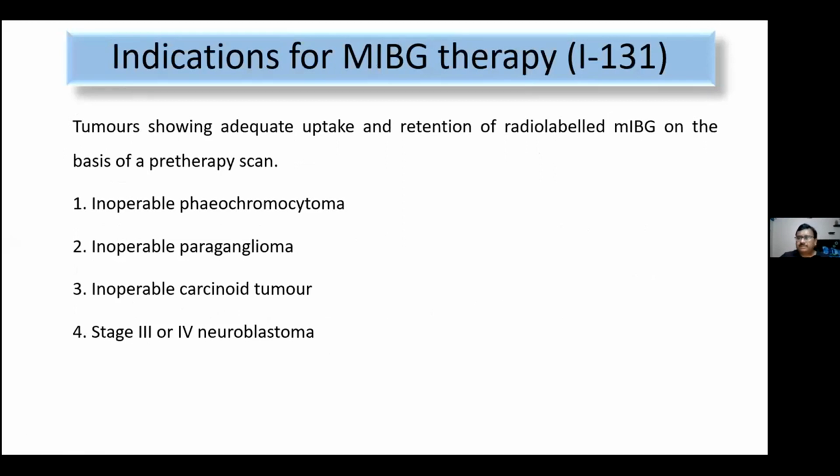Indications of MIBG therapy. I'm just going into the therapy for a small while. Tumors showing adequate uptake and retention of MIBG on the pre-therapy scan: inoperable pheochromocytoma, inoperable paraganglioma, carcinoid tumor, stage 3 or 4 neuroblastoma. These are a few indications for the therapy part.